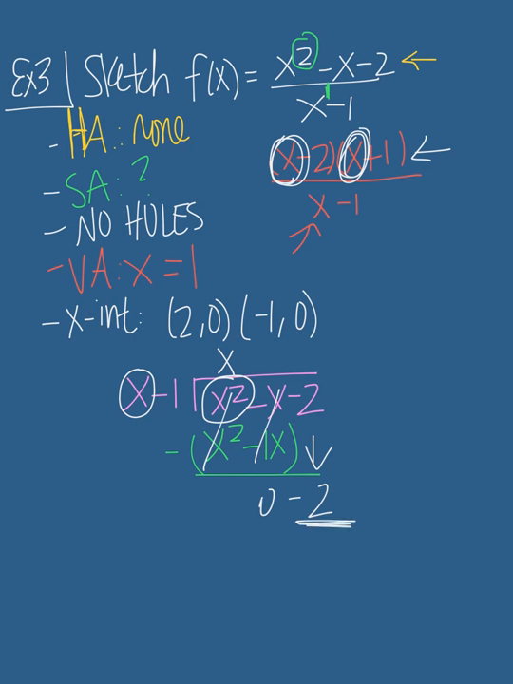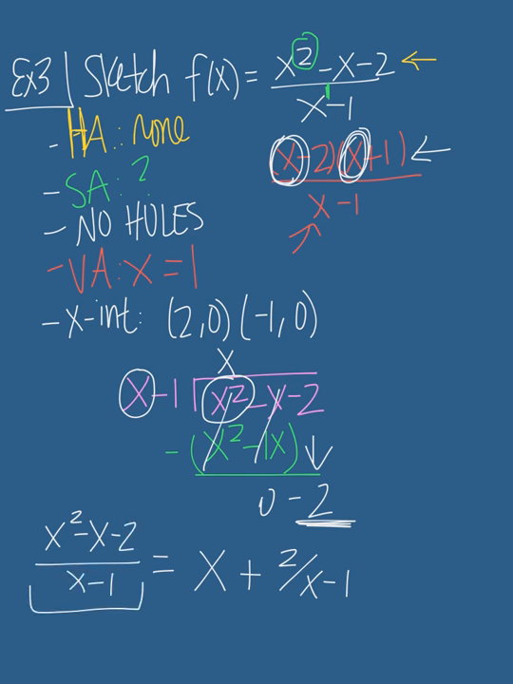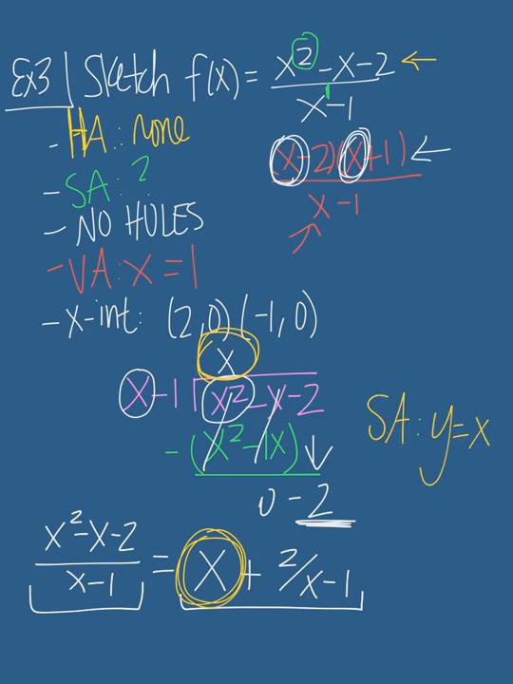So this one was actually pretty easy. If I had to write the function out, it would look like this. Like the original function, just to be clear what's going on with the remainder thing, this is the original function, and it actually equals this. They are equivalent expressions. But if I'm just looking for the slant asymptote, the only thing that matters is the whole number part. So my slant asymptote is y equals x. Just that basic equation.